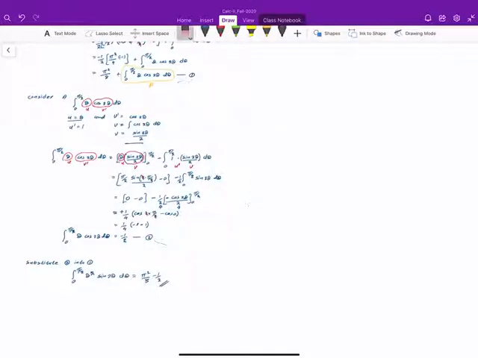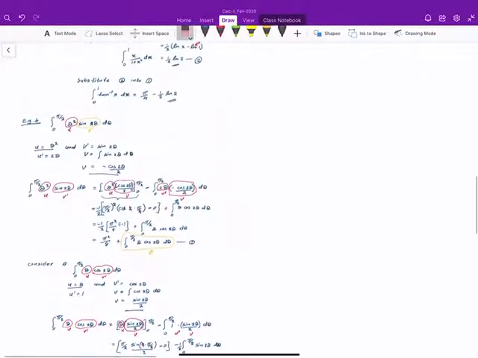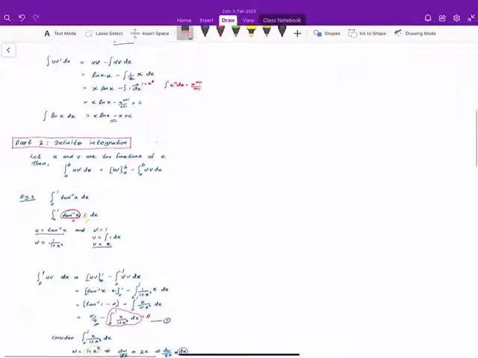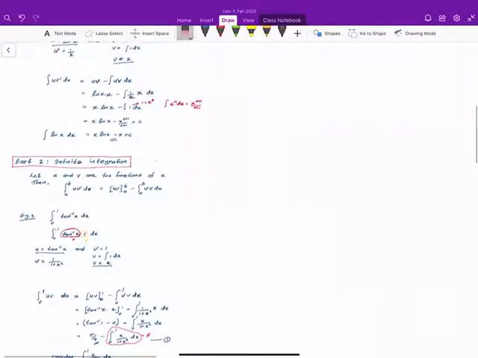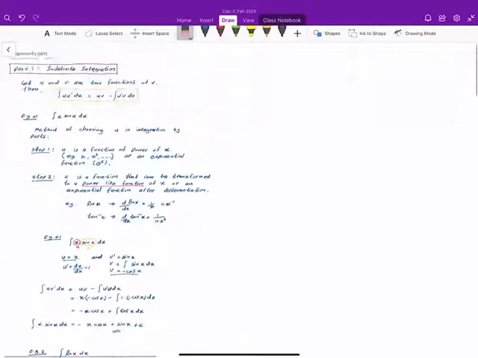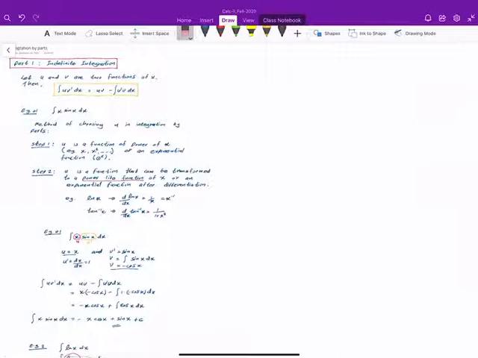All right. So this is the end of the section. We have discussed 4 examples. Two of the examples are in part 2, where we discuss definite integration, and 2 of the examples are in part 1, where we discuss indefinite integration. So this is the end of the section on integration by parts. Thank you very much.